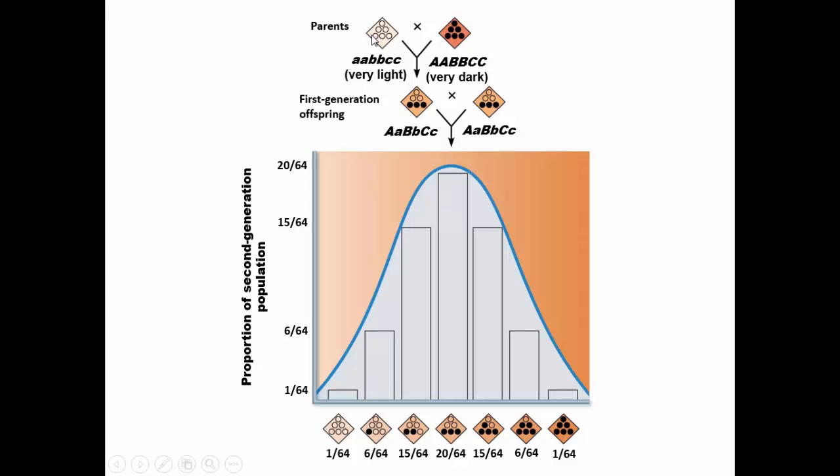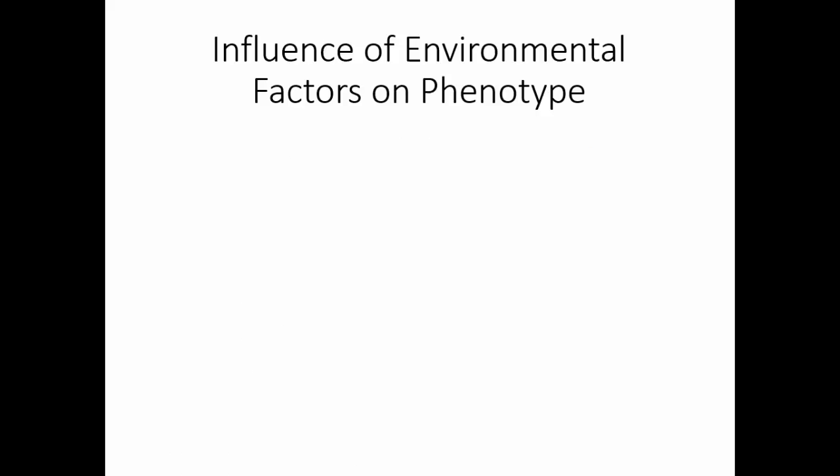Looking at this example, we start with parents that have either all recessive or all dominant genes. In the first cross, the offspring will be half and half, so they will have that medium color skin. Now, if these offspring mate, we get this range of very light skin, darker, darker, darker, darker, darker, darker, and the darkest of skin. So this is an example of polygenetic inheritance, a range of values depending upon the exact genotype you get. Environmental factors can influence phenotype.